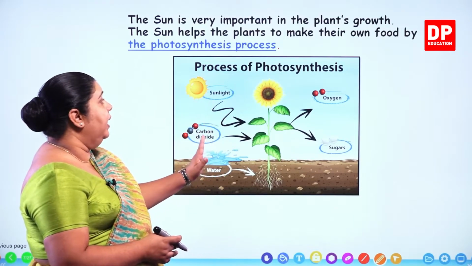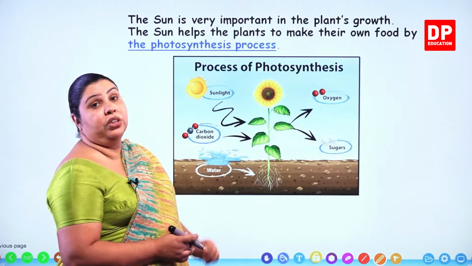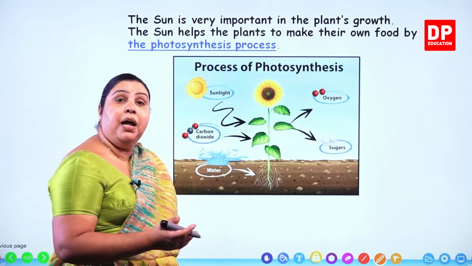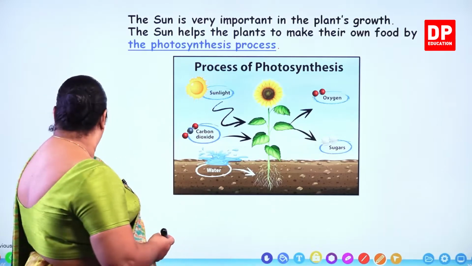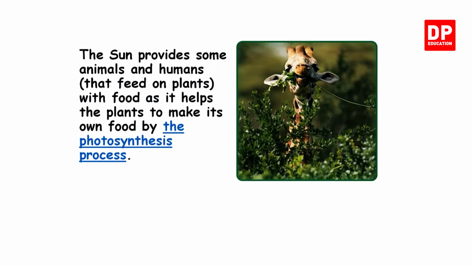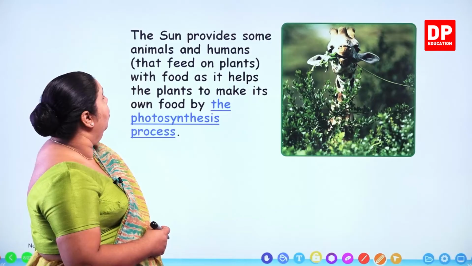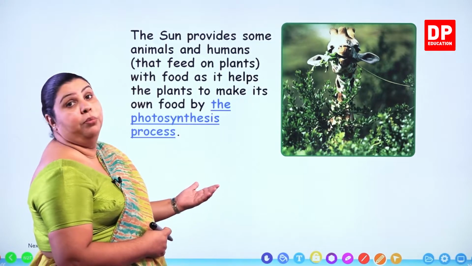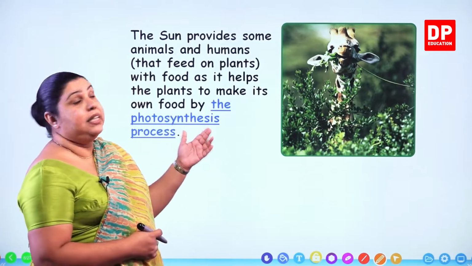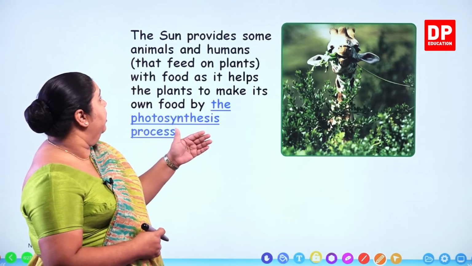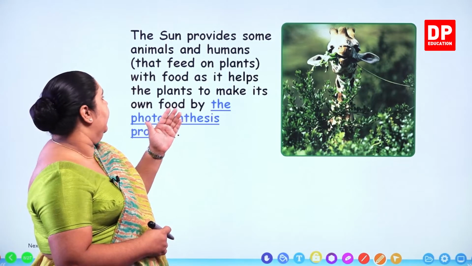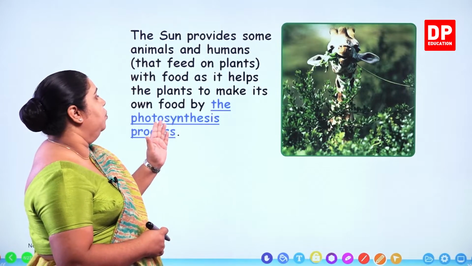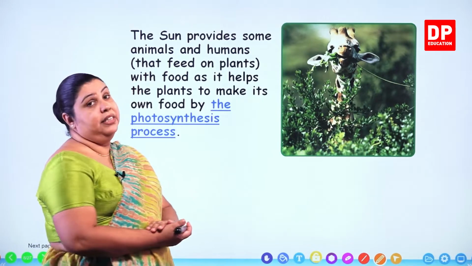So the sunlight, the sun is very important to the trees and the plants in order to make their own living, to make their own food and to make the plants grow. The sun provides food for animals and humans that feed on plants, as it helps the plants to make their own food by the photosynthesis process.